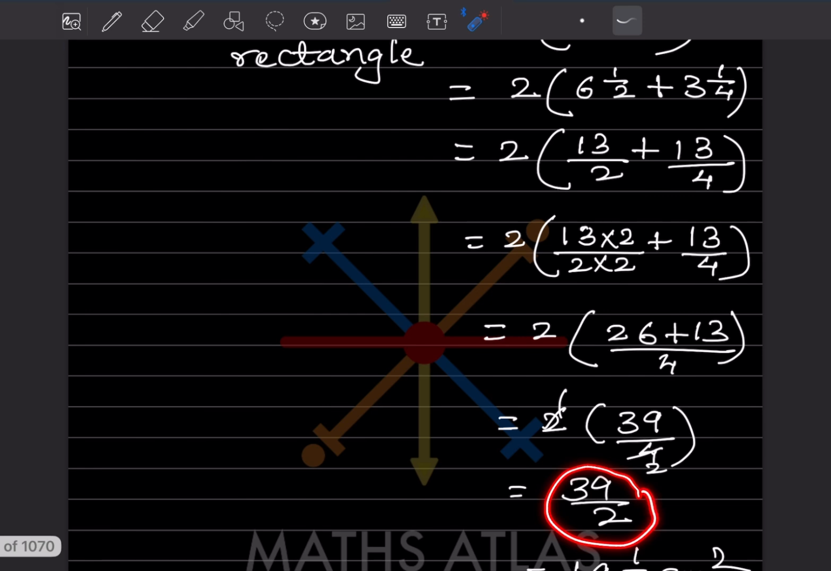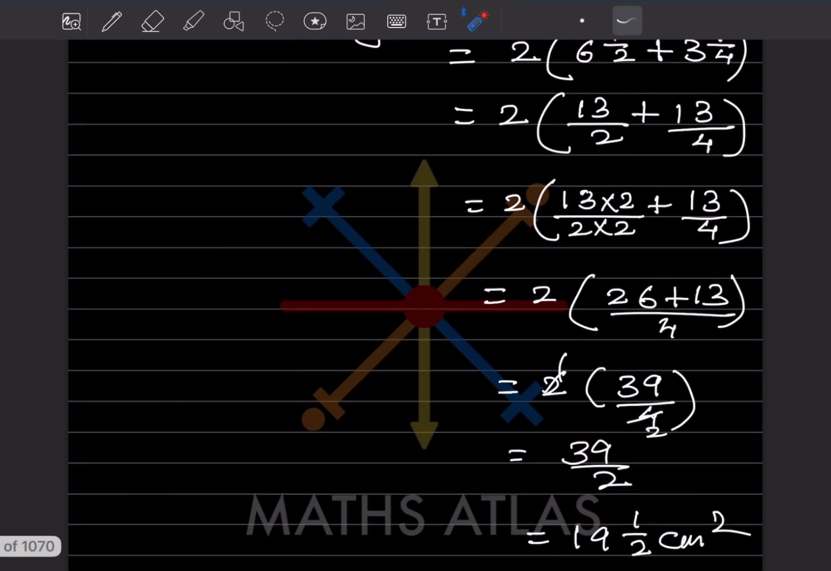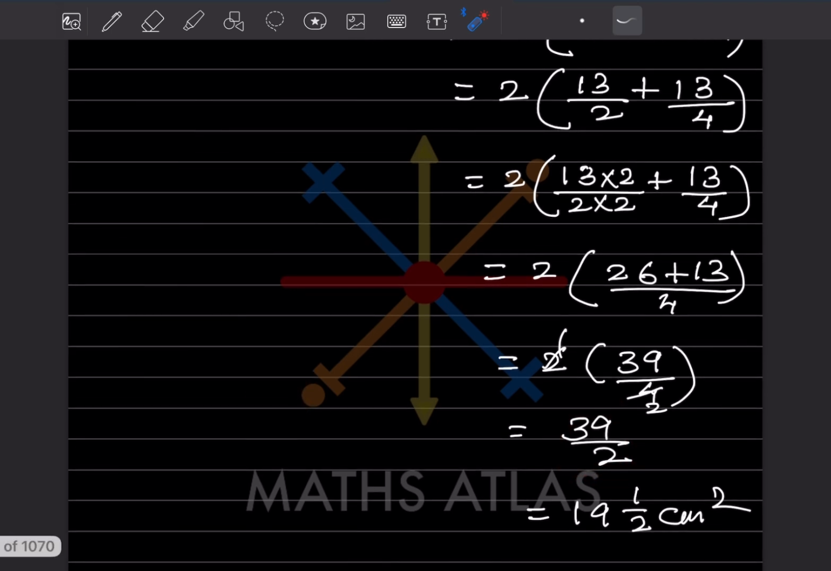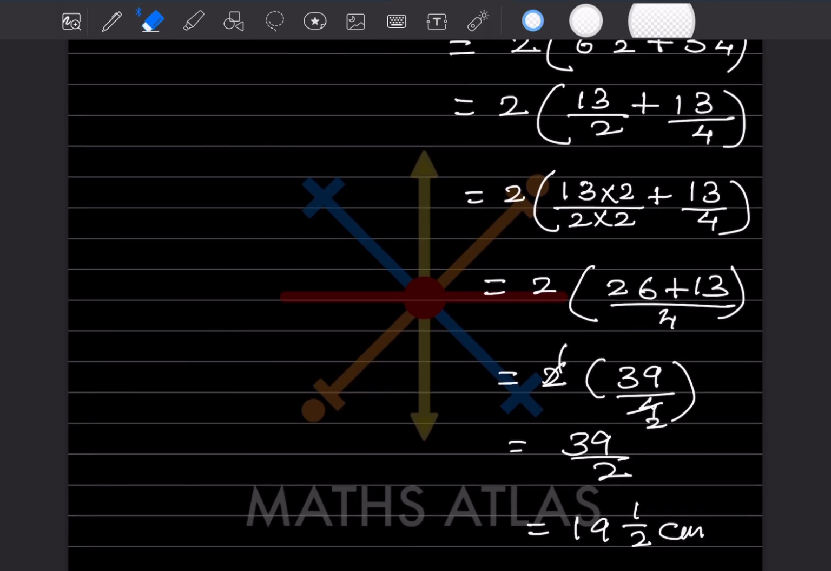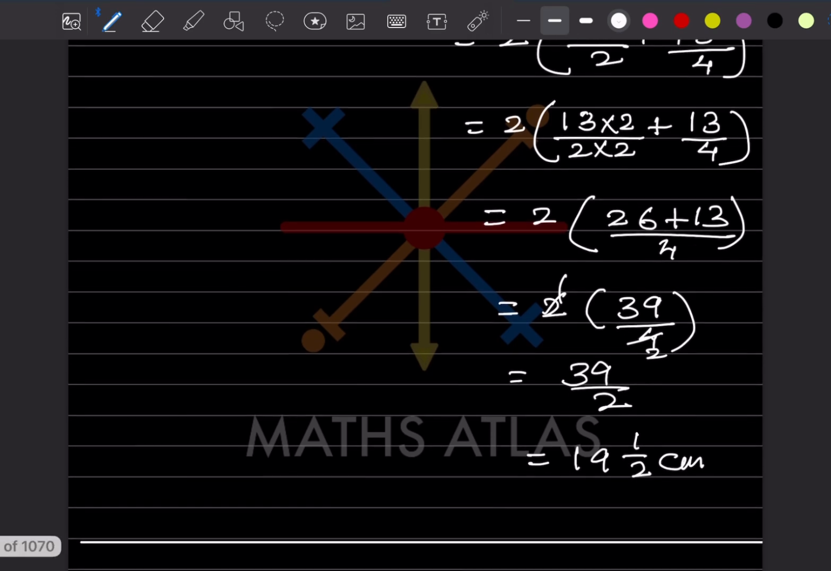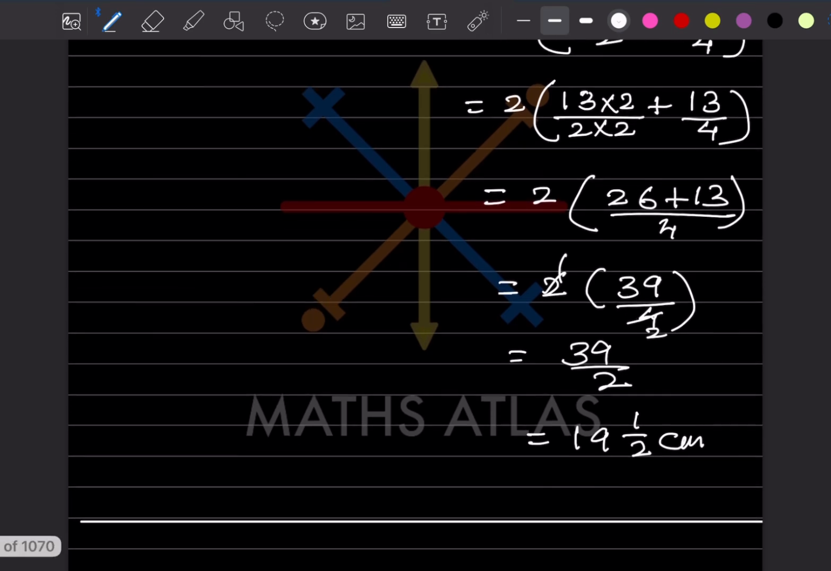Now this is an improper fraction, because the numerator is bigger than the denominator. So we'll make it a mixed fraction. 39 you can divide by 2. So that will be 19 integer 1 by 2 centimeter. Sorry, this will be just centimeter because that is the perimeter and not the square of it. So that will be centimeter.